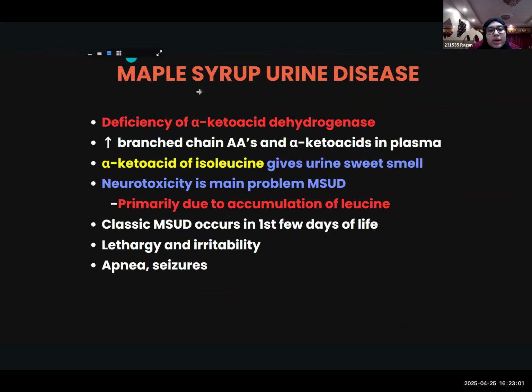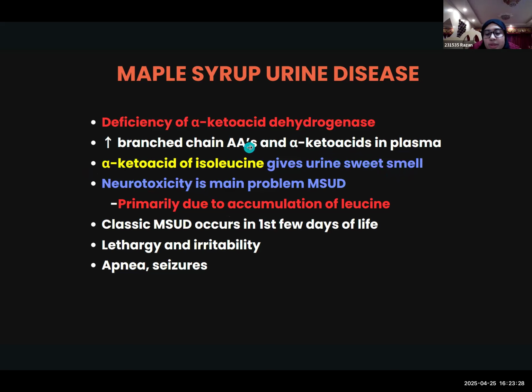Then here we have one of the disorders related to the branched chain amino acids. If we have a deficiency in the enzyme branched chain alpha keto acid dehydrogenase, these amino acids would accumulate, leading to what's called maple syrup urine disease. One of the findings here is that urine has a sweet smell.